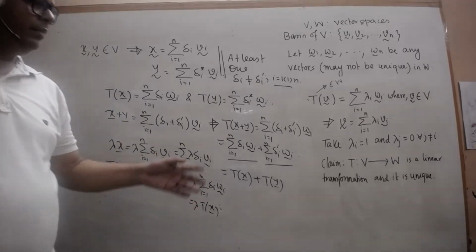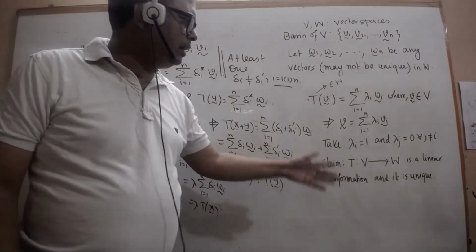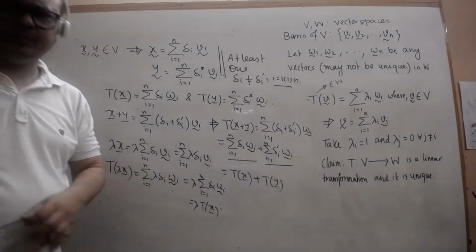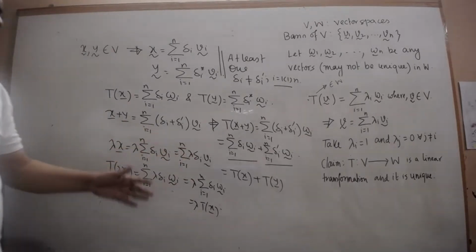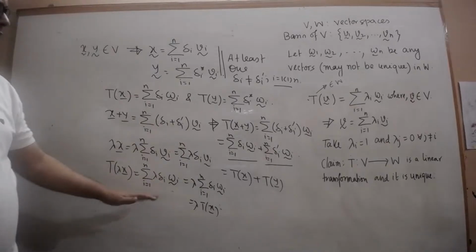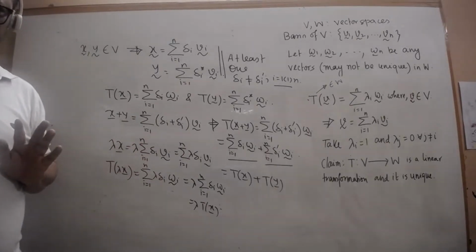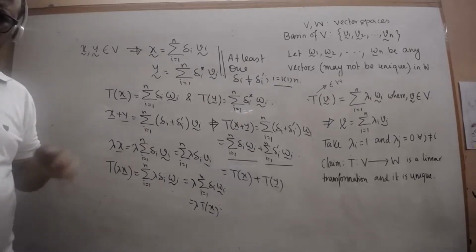Before going to the next step, now I want to prove that if we define T as follows, then T is unique. This transformation is unique. For going to the next proof, first tell me, up to that, is it clear for you or not? Can I repeat once again?